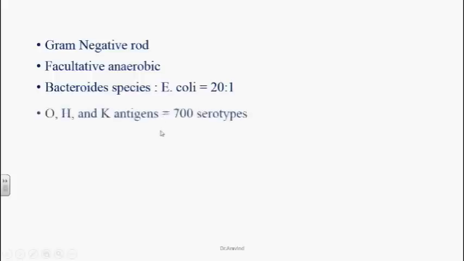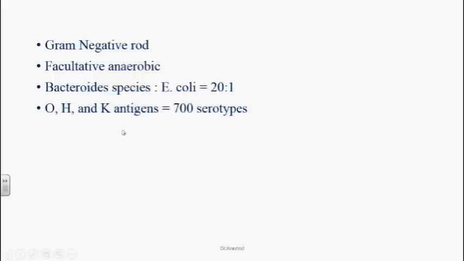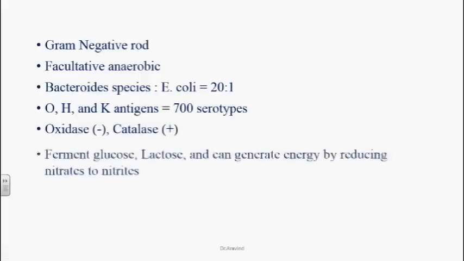These organisms have 3 important antigens: O antigen, H antigen and K antigen. O antigen refers to the outer membrane, H antigen refers to the flagellar antigen, and K refers to the capsular antigen. Depending upon these antigens, we have almost 700 serotypes of E. coli. They are oxidase negative and catalase positive organisms.